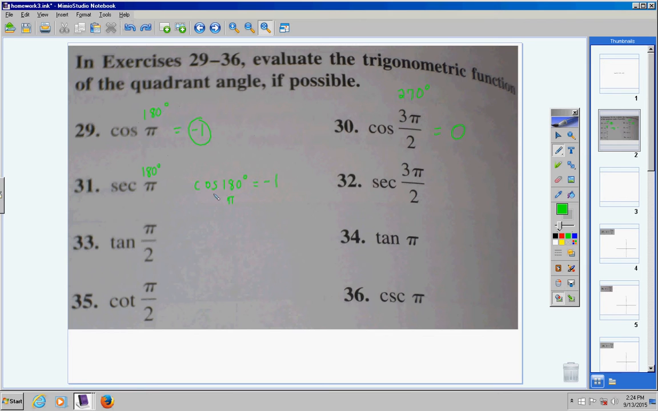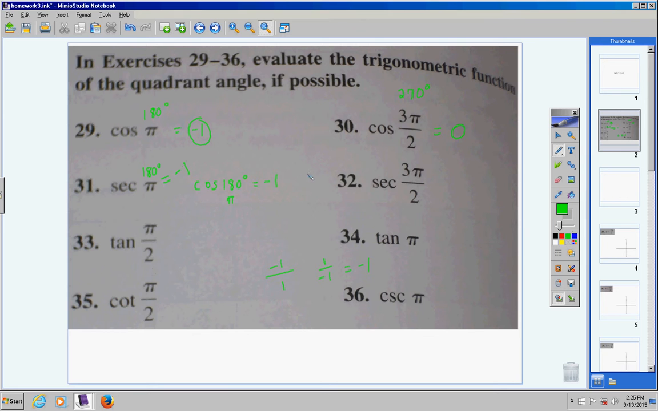Which we knew already from this right here, okay? Now, remember, secant and cosine are inverses of each other. So, if the cosine of 180 is negative 1, you then take this answer and flip it. And that will give the answer to the secant of 180. Well, negative 1 is the same thing as negative 1 over what? 1. If you flip that, you get 1 over negative 1. And 1 over negative 1 is the same thing as negative 1. So in other words, when you take negative 1 and flip it and find the inverse, you get negative 1 also. So the answer is negative 1.